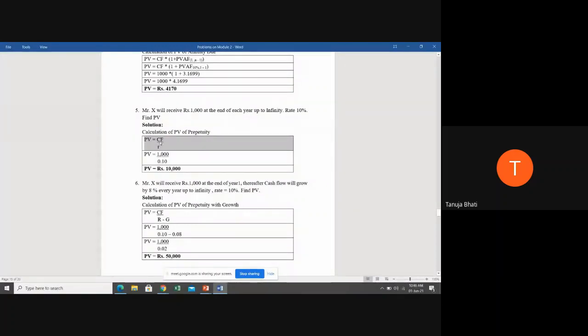It is CF divided by R, because n will not come into the picture. If n is not there, it is very easy to understand from the problem what they have asked. So they will ask perpetuity. So 1000 divided by R. R is 0.10. Therefore the present value is 10,000 rupees.